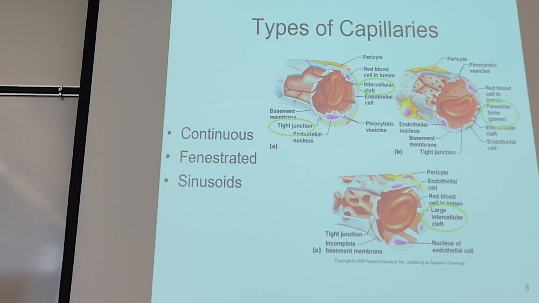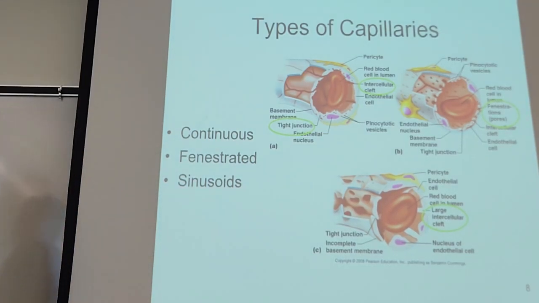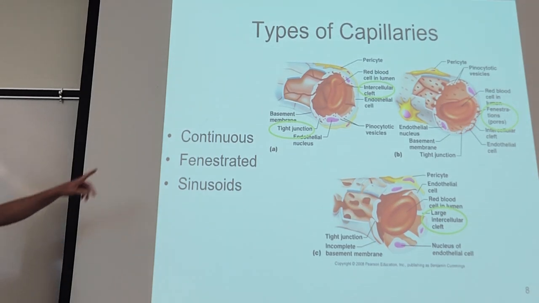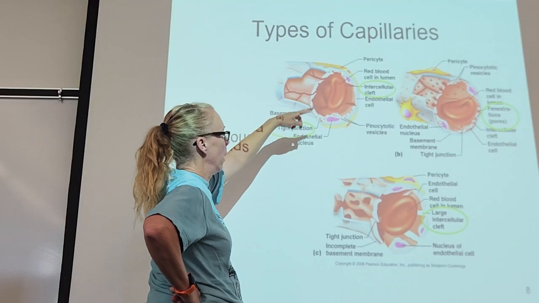Okay, so let's talk about the 3 different types of capillaries that we have in the body. And when we talk about capillaries, we're talking about leakiness, right? Because this is where exchange happens. So we're going to talk about levels of leakiness, okay? All right, so continuous capillaries is the first picture on the top left. Okay, so again, this is one example of a capillary, okay?